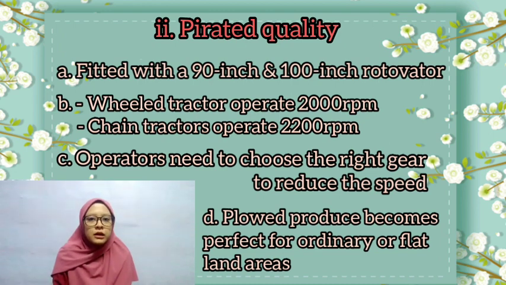Speed should be reduced so that the degree of soil grinding, weed or stump destruction, and field surface quality become better. In addition, the plow result becomes perfect for ordinary or flat land areas. For deep ground areas, soil conditions are better compared to a wheel tractor.